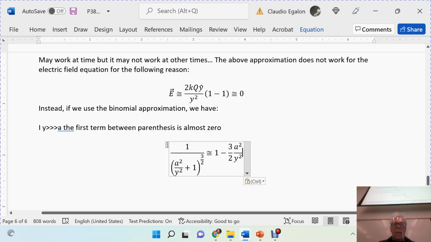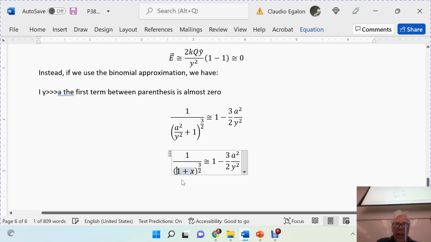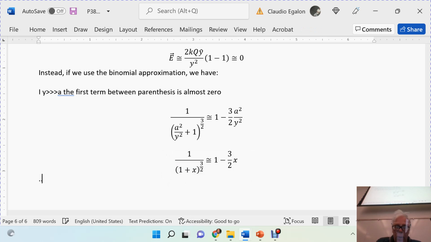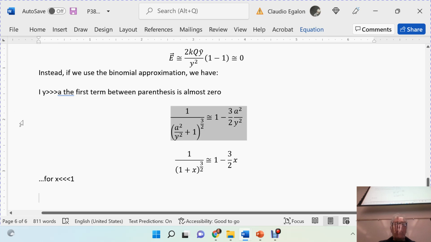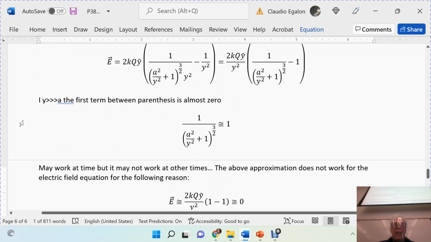Okay, 1 divided by 1 plus x, right? I'm going to write it here in a different way so you might recognize it. It's going to be 1 plus x, okay? 1 plus x is going to be equal to, like that, for x much less than 1. That's what we did, okay? So now using this approximation, we are going to end up getting a non-zero electric field.